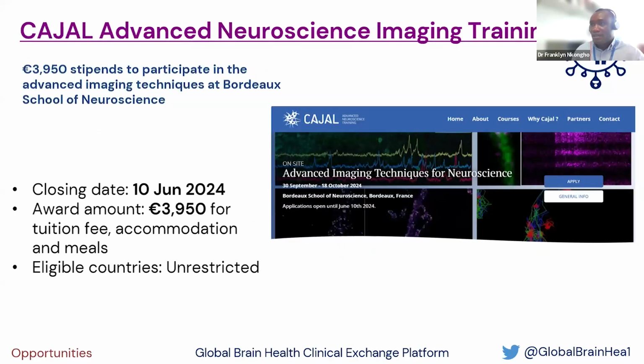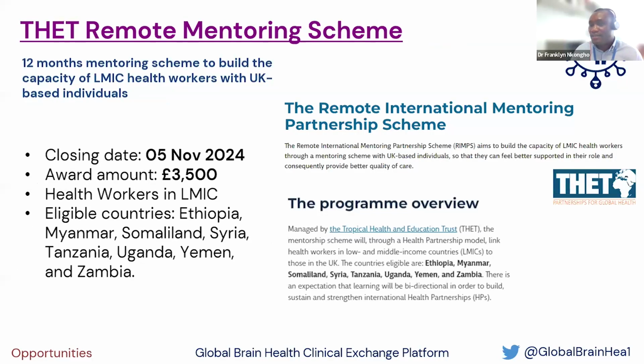And then the next one is the Cardia Advanced Neuroscience Imaging course, which will be taking place at the Bordeaux School of Neuroscience. They have a stipend of up to 3,950 euros to help you cover the cost to attend this training in neuroimaging. I think they've highlighted that the course has to do with microscopy, where it gives you advanced knowledge on capturing imaging and analyzing them.